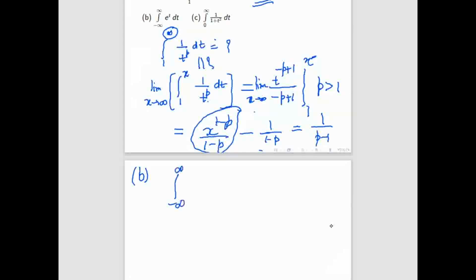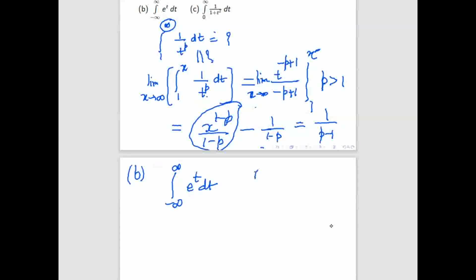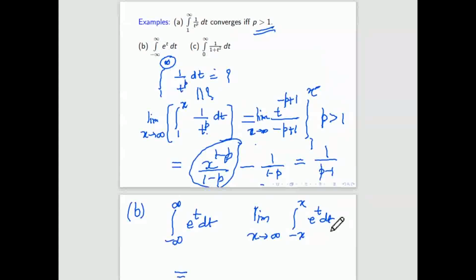Integral from minus infinity to infinity of e to the power t dt. For that we'll take the limit as x tends to infinity of the integral from minus x to plus x of e to the power t dt. First we'll integrate, apply the limit, and then let x tend to infinity. So what is the integration of e to the power t?